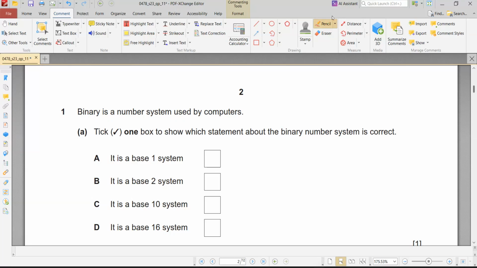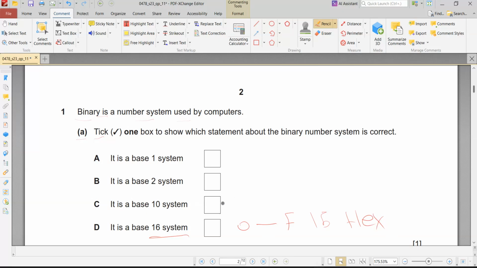So the examiner said binary is the number system used by computers. He said tick one of the boxes to show which statement about binary numbers is correct: it is a base 1 system, a base 2 system, a base 10 system, or a base 16 system. The base 16 system is hexadecimal, and it starts from 0 and finishes with F. It's 16 digits, and we call it hexadecimal.